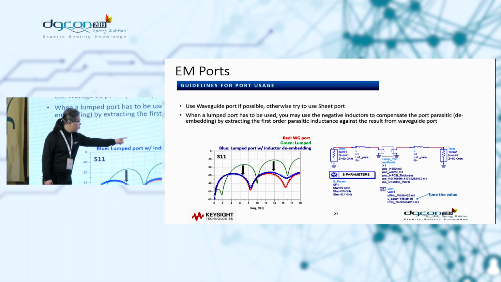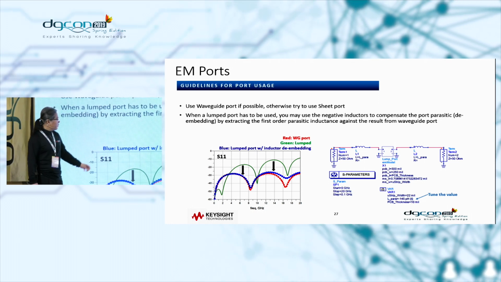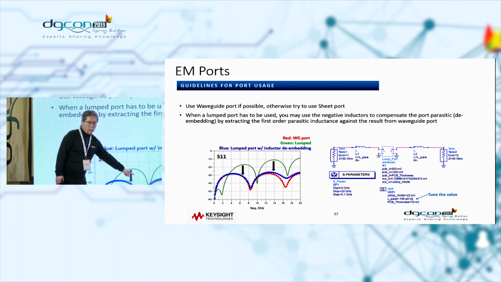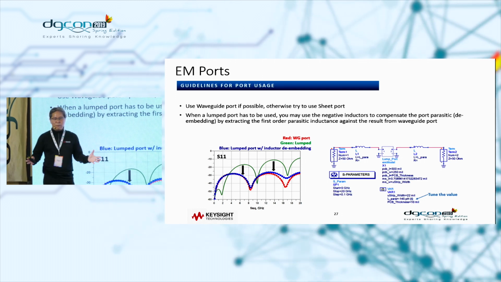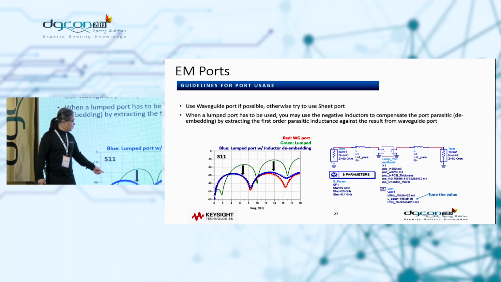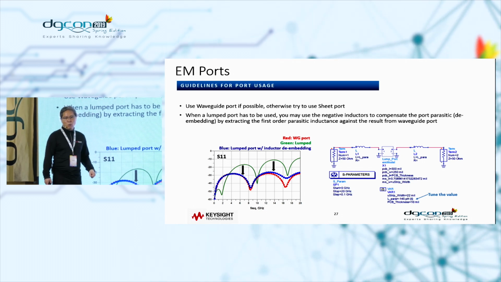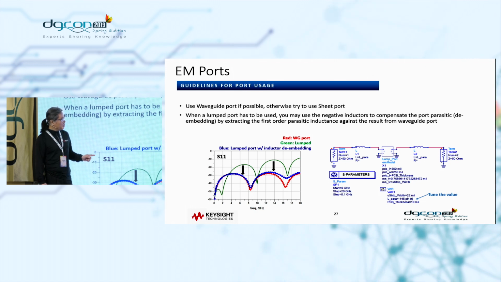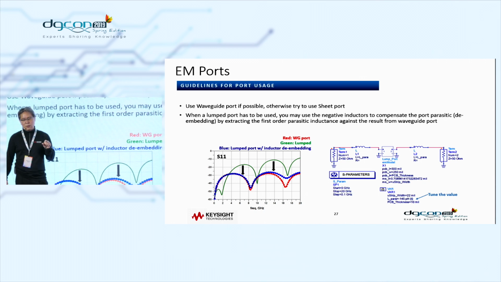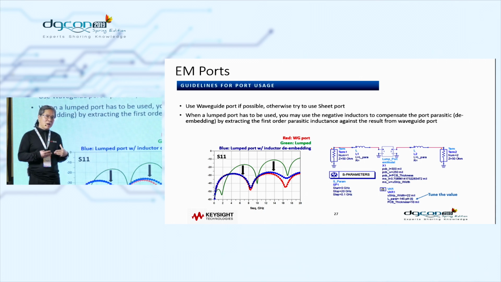the red data is basically the waveguide port. And then the same structure, but when you are using the lump port, is the green data. There is no difference between the structure, just a different type of port. You can see that the return loss changed quite a bit. Why is that? It's because the lump port comes with its own parasitic inductance. So how are we going to de-embed that out?